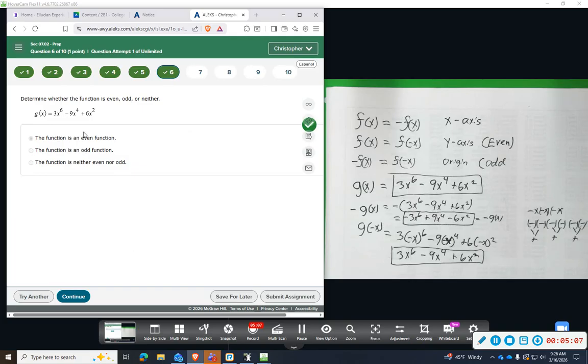Now, you can look at the power, and it would suggest that if it had symmetry, maybe it would be even, but it doesn't always mean it is even, because there could be a shift or transformation that moves it and makes it not even. So you do have to go through and check.